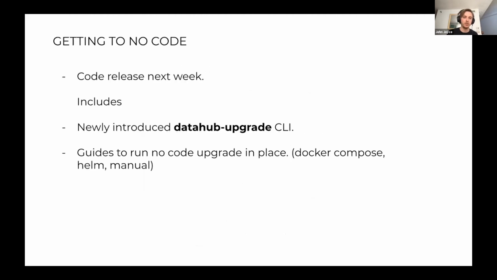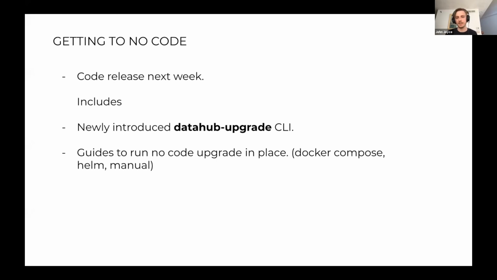And then finally, I'll conclude by talking a little bit about how we get to no code. So how is this going to be released? The code itself is coming early next week, and it includes a few different things. One is a newly introduced DataHub upgrade container in CLI that allows you to actually perform the upgrade against a running instance of DataHub that would be required to move to no code, right? So there's two ways to do it. You can either restart the DataHub instance from a clean slate, and that'll just work, or you can run this DataHub upgrade CLI against a running instance if you have a lot of data.